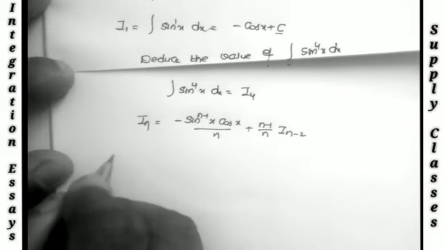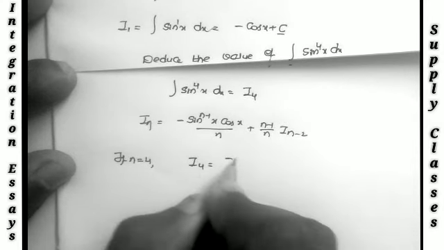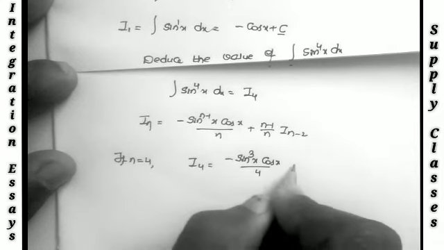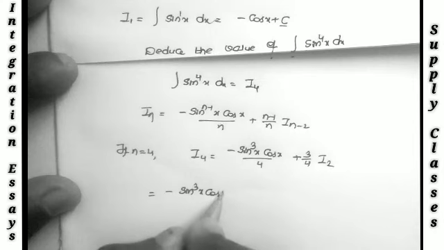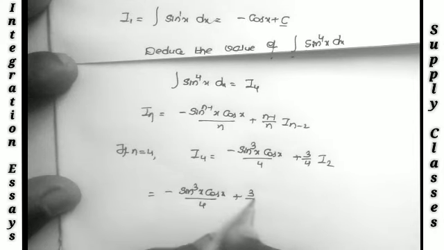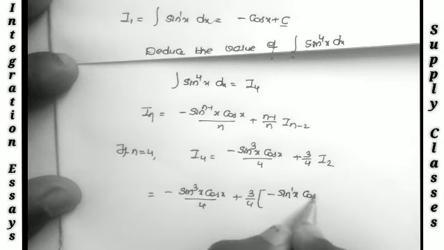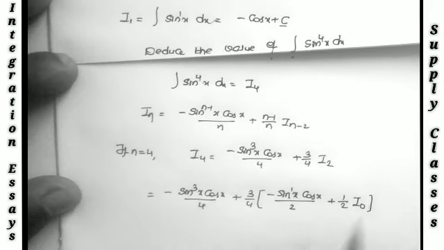Now I am substituting n equal to 4 in this one. If n is equal to 4, then I_4 is equal to minus sin^(4-1) x, that is sin cube x, into cos x by 4, plus (4-1) by 4, that is 3 by 4, into I_(4-2), that is I_2. This is equal to minus sin cube x cos x by 4 plus 3 by 4 into I_2. For I_2 we substitute n equal to 2 here. So this becomes minus sin^(2-1) x, 2 minus 1 is equal to 1, sin x cos x by 2 plus (2-1) by 2, that is 1 by 2, into I_(2-2), that is I_0.